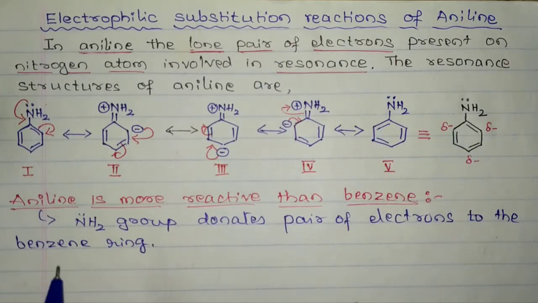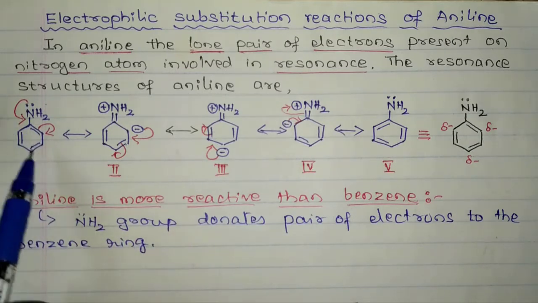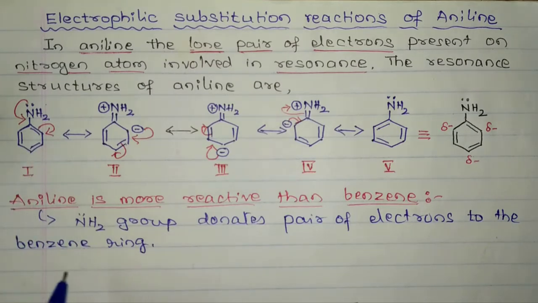Since the NH2 group increases the activity of the benzene ring towards electrophilic substitution reaction, it is said to be an activating group. NH2 group is an activating group.